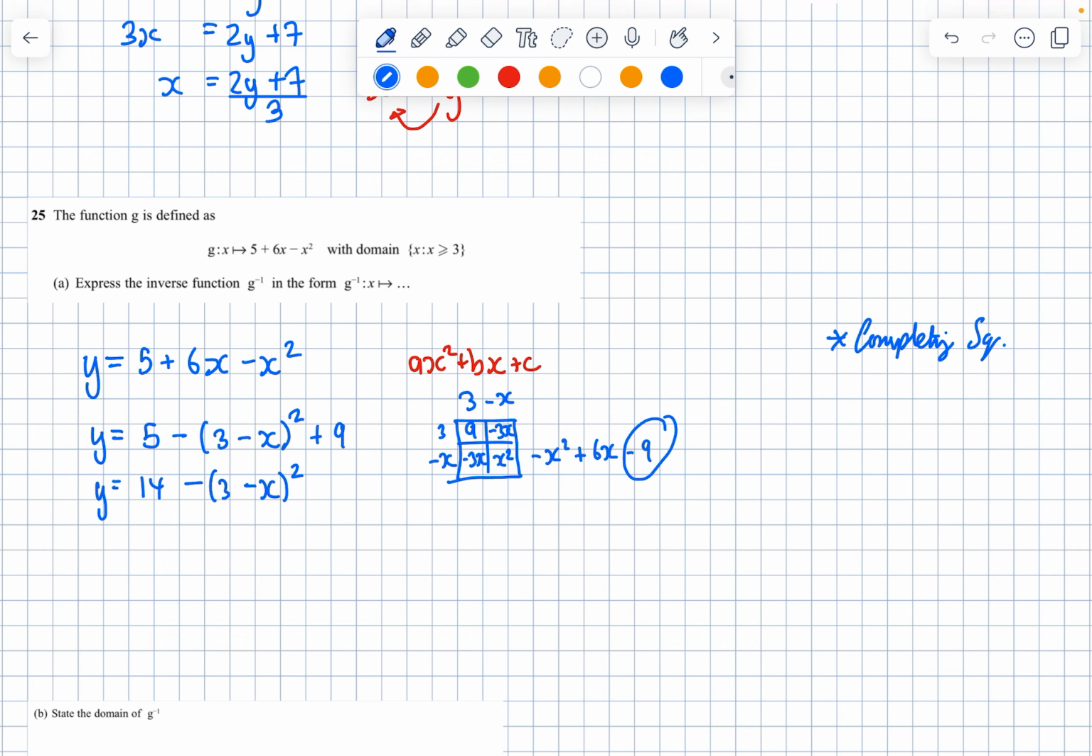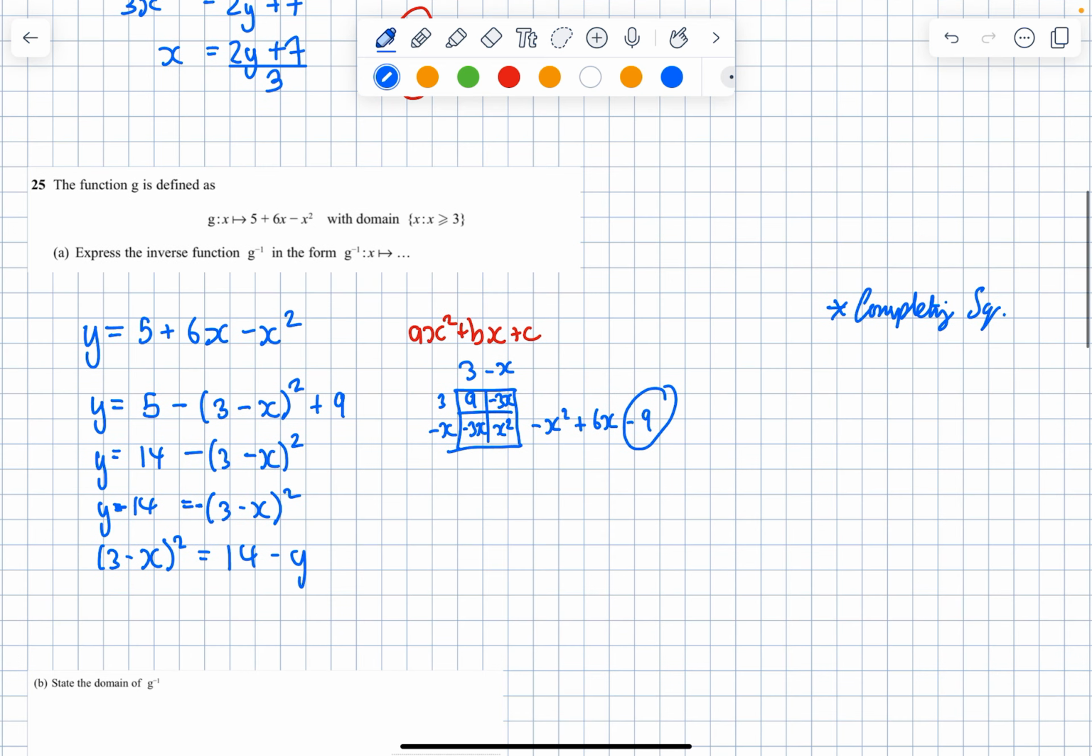Okay, so now we can start to make x the subject. So simply y minus 14 equals 3 minus x all squared. Oh, sorry, don't forget that's a minus. So now we're going to swap sides to make this a positive. So I've got 3 minus x all squared equals, now I'm subtracting the y and adding the 14. So I've got 14 minus y.